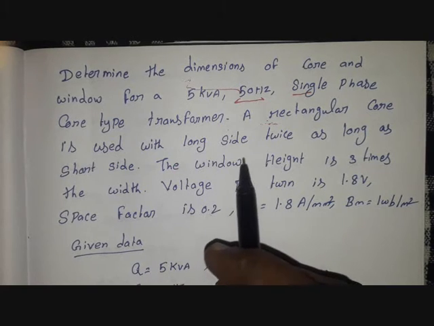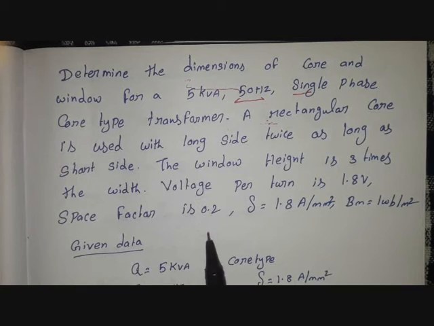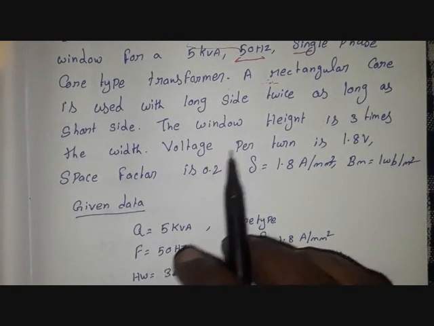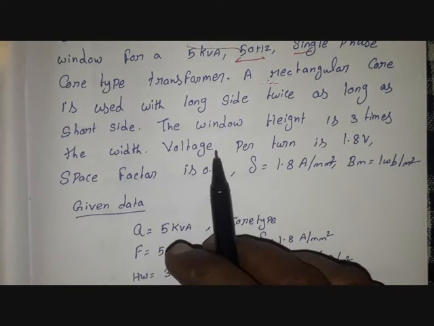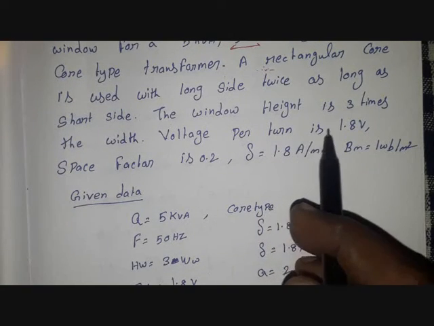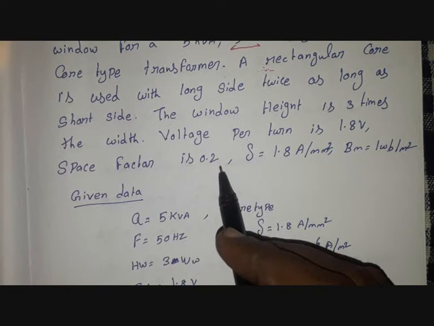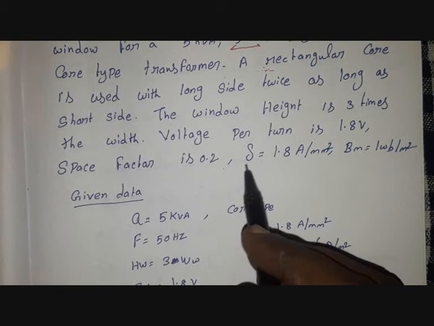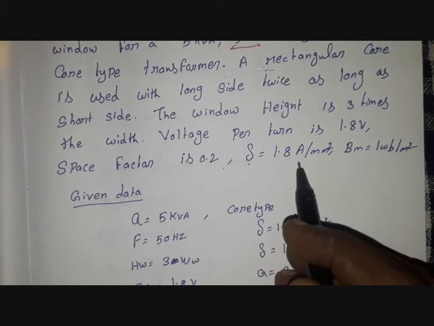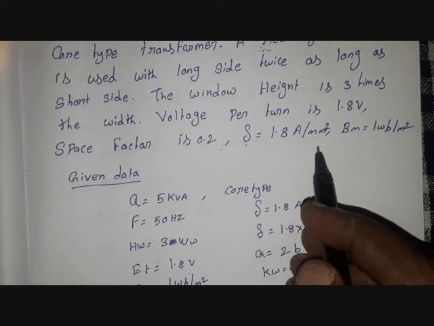The window height is 3 times the width. The voltage per turn is 1.8 volt. Then space factor, that is Kw, is 0.2. Then delta is equal to 1.8 ampere per millimeter square. Then Bm is equal to 1 Weber per meter square.